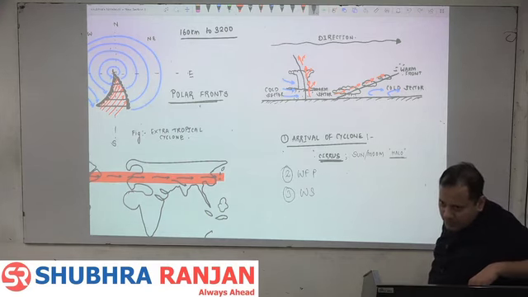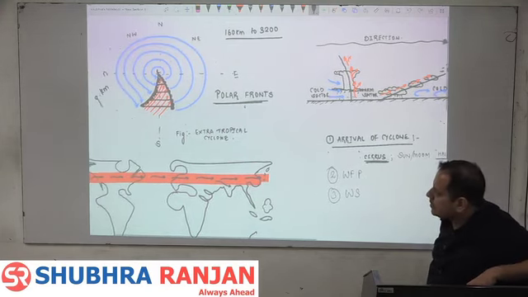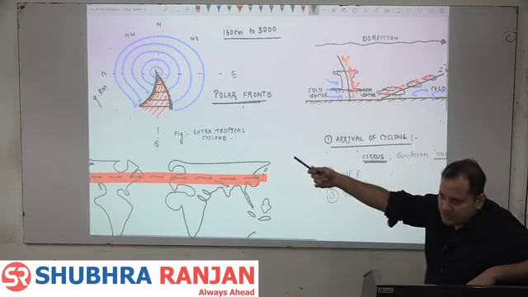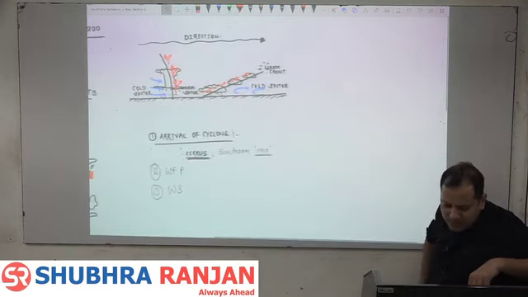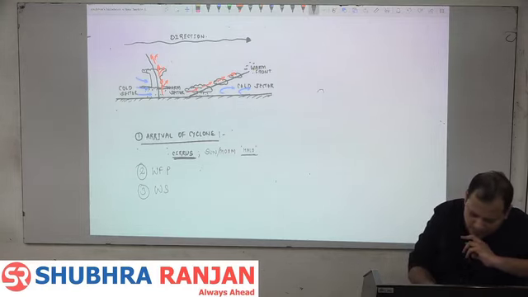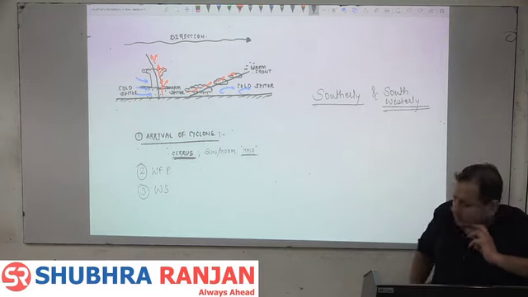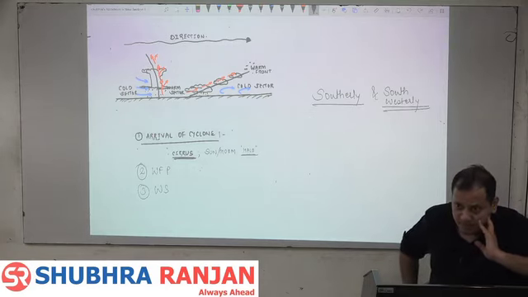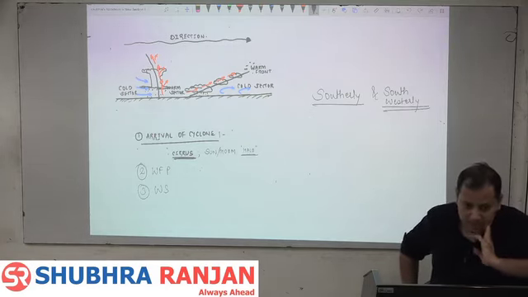True or false? Look at the diagrams and it is clear to you. There is now a sudden change in the wind direction, with the winds becoming southerly and southwesterly. See, obviously all this is for the northern hemisphere, fine. Winds becoming southerly and southwesterly.